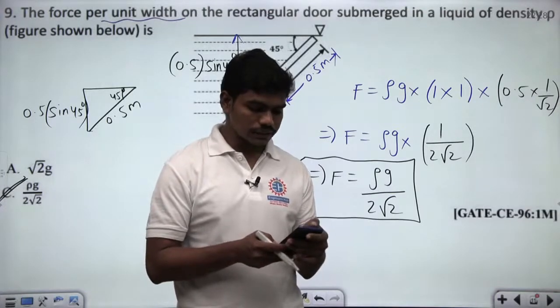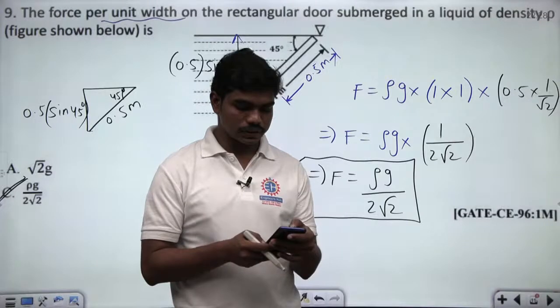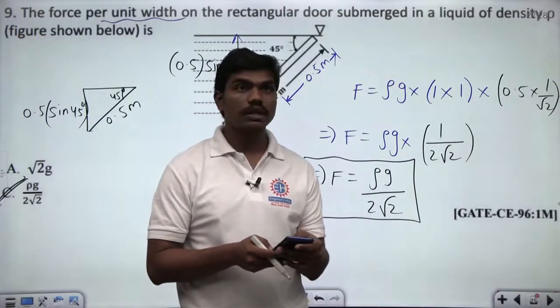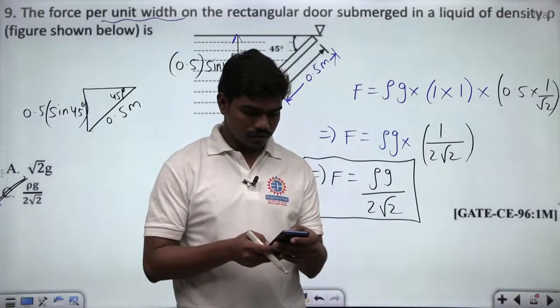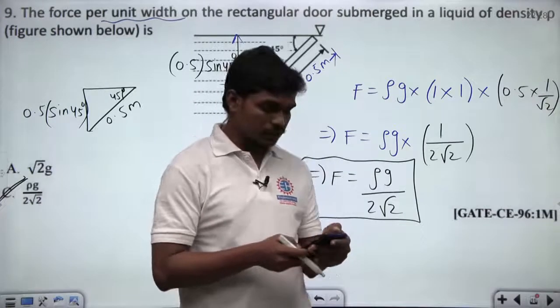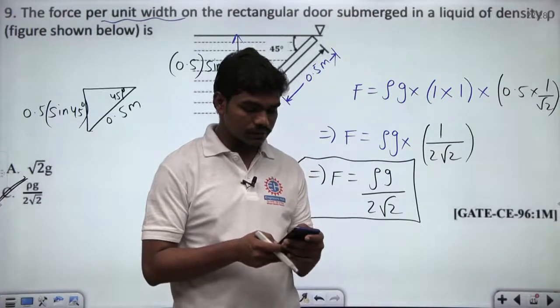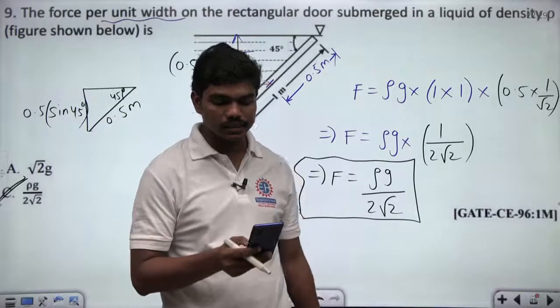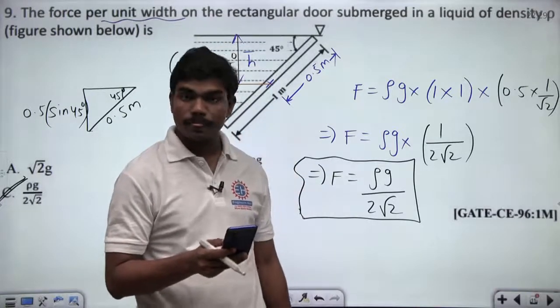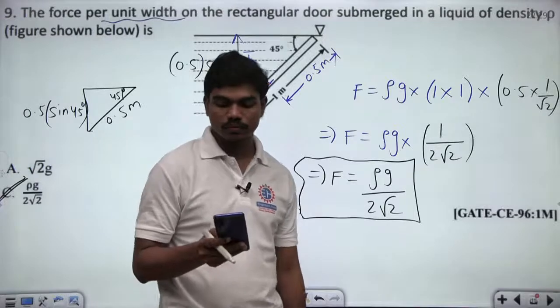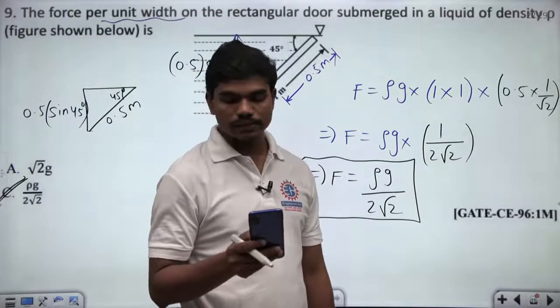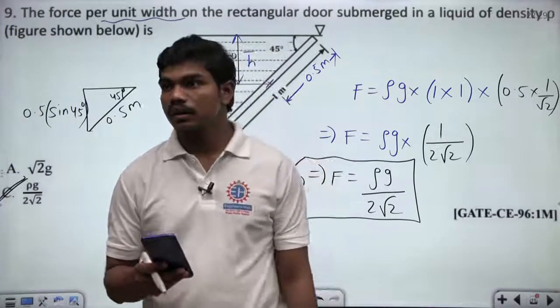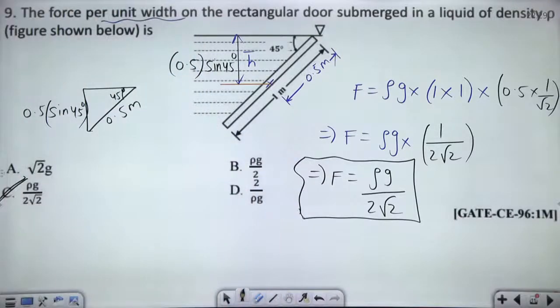Just a second. I think there is some error in the class. You couldn't see the video. Yes. So rho g by 2 root 2 is the correct answer. So yes, can you all see this? Can you all see the screen clearly now? Okay. Yeah, I think streaming is going fine. Oh, well, just a second. Is there any issue?